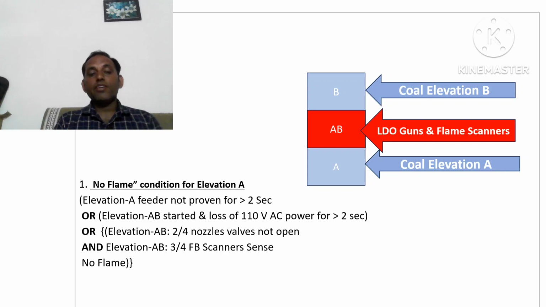And the third one is elevation AB 2 out of 4 nozzle valves not open, meaning only 2 or fewer oil guns are in service, and 3 out of 4 fireball scanners sense no flame. So this condition becomes true and contributes to no flame.